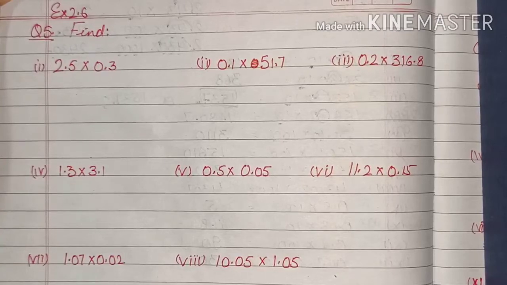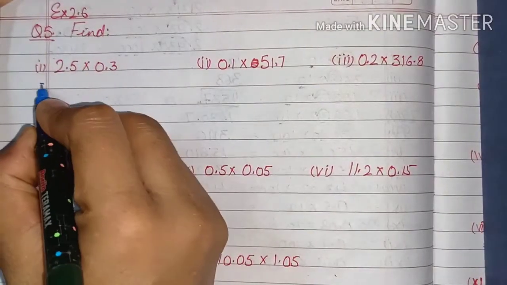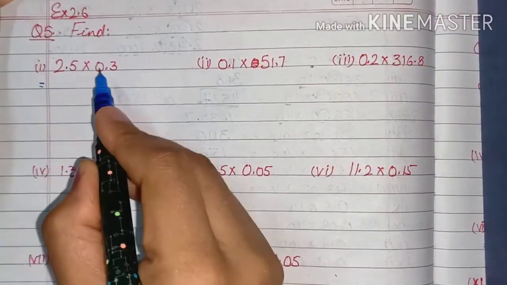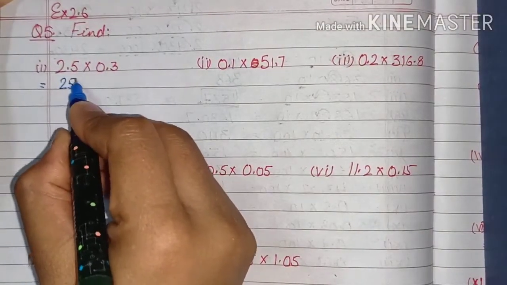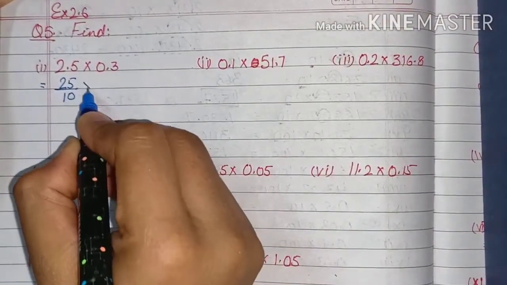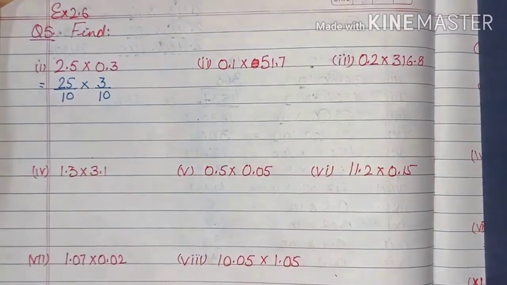Hello students, let's see question number 5 of exercise 2.6. It is find. Here we are to find the product of the given decimal numbers. In the first part we have 2.5 multiply 0.3. So first remove the decimal. So here it will be 25 upon 10 and 0.3, or we can write 3 over 10.